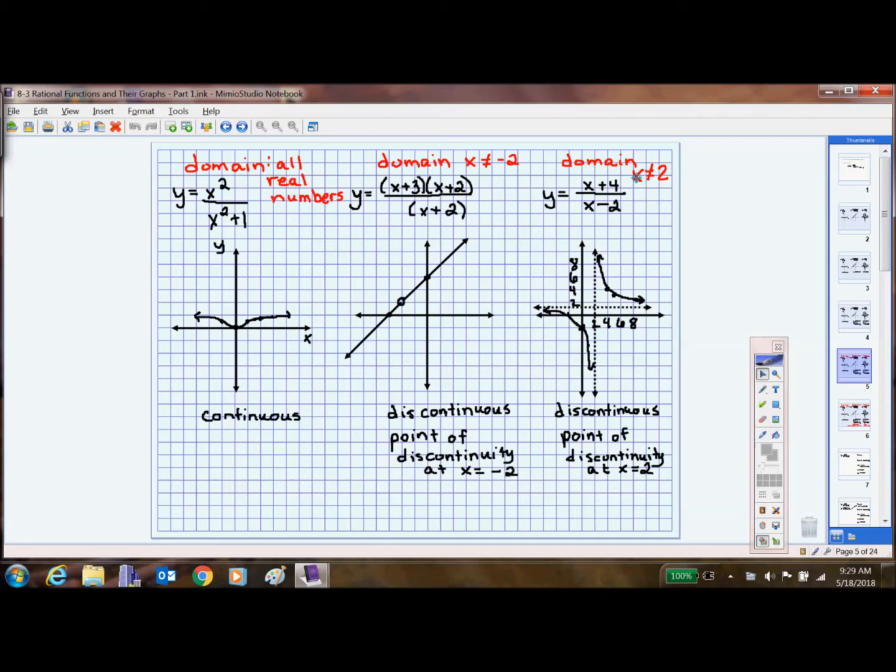And then the domain here, any X value will work except for X equals 2. Once again, because 0 is in the denominator, you just can't have that. You can't divide by 0. So that rule comes through all the way from way, way back when.